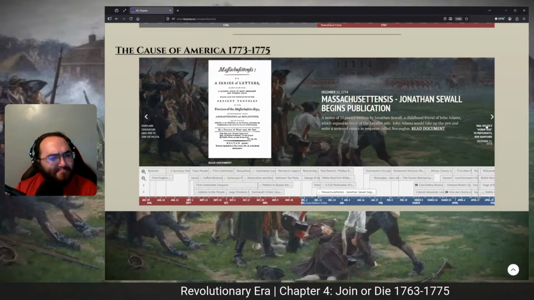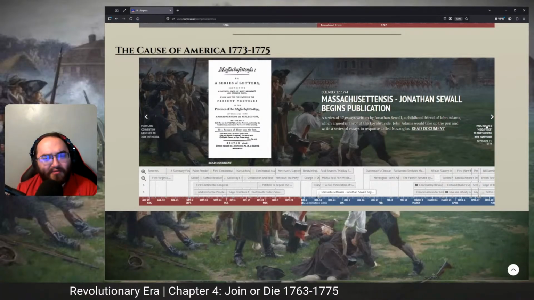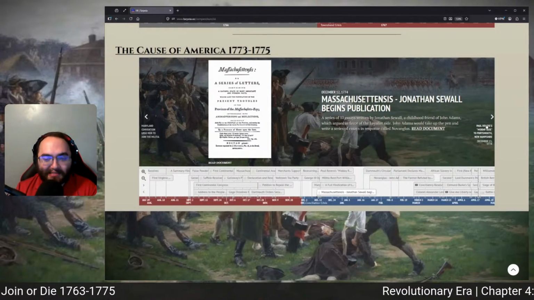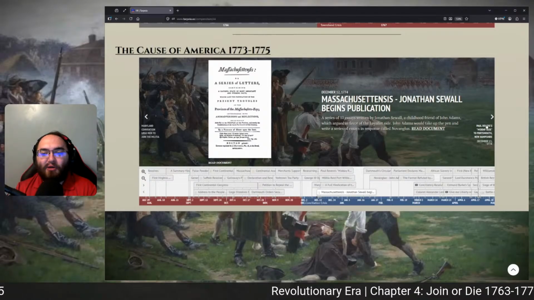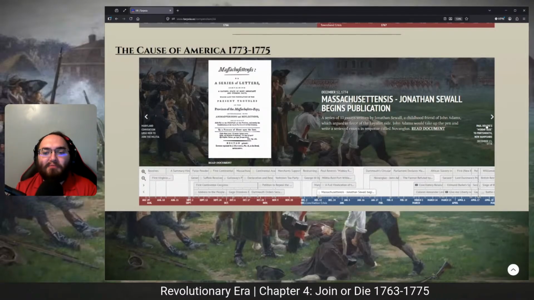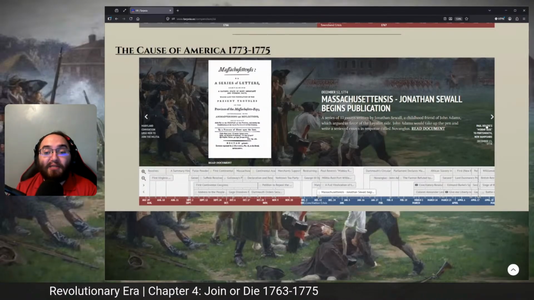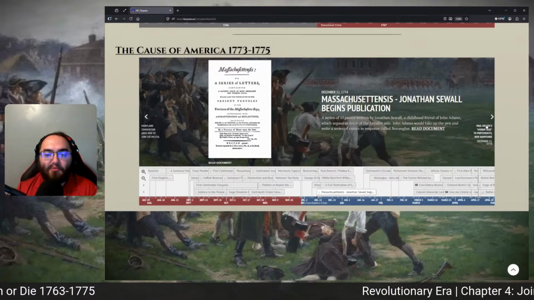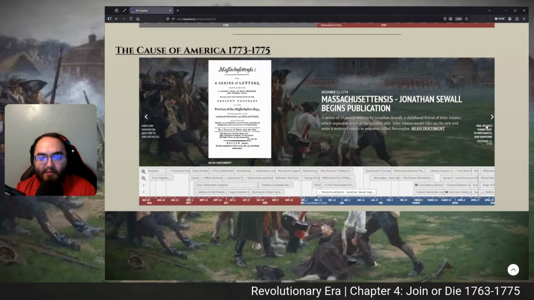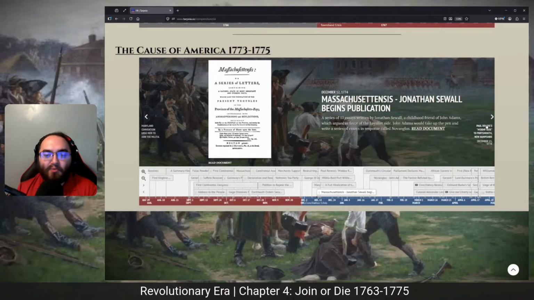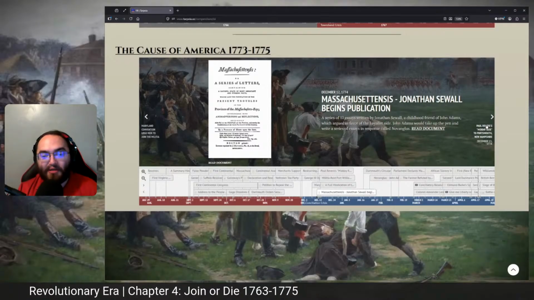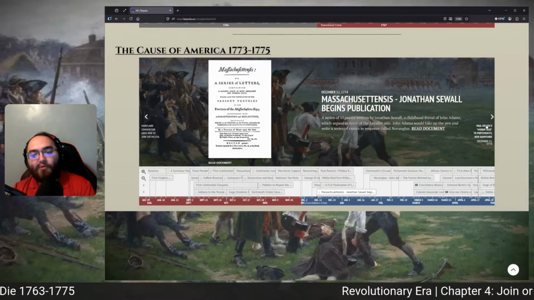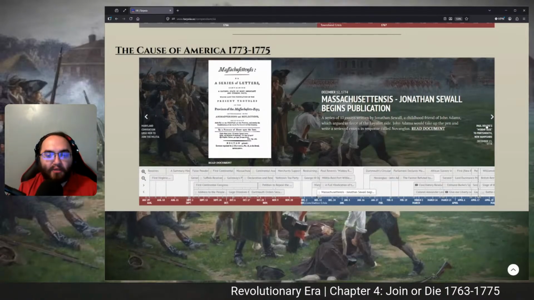An interesting debate happens via public letters published in newspapers. Massachusettsiensis by Jonathan Sewall begins publication. A series of 17 essays written by Jonathan Sewall, a childhood friend of John Adams, which argued in favor of the Loyalist side, and John Adams would take up the pen and write a series of essays in response called Novanglus. Novanglus just means New England in Latin.